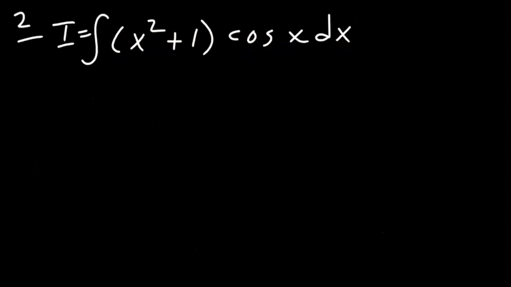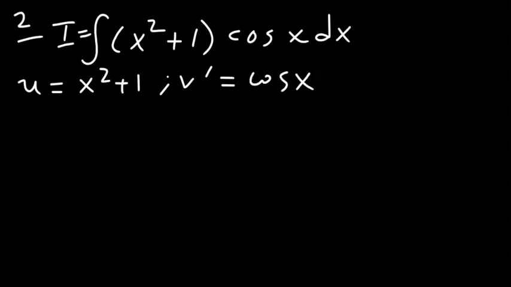Let's look at the second example. We want to evaluate I, which is that integral. Step 1 is to choose your u and v prime. I'm going to take u to be x squared plus 1 and v prime to be cosine of x. How do I know which function to choose for u and which one to choose for v prime? A simple rule of thumb is that whatever you choose for u, its derivative, namely u prime, should be a simpler function than u itself. So in this case, it's 2x. It has a lower power than x squared plus 1.